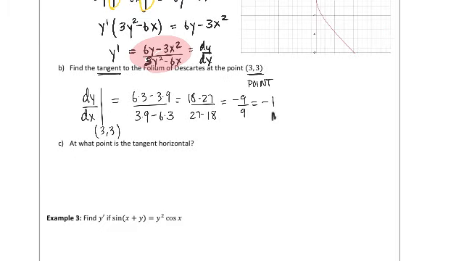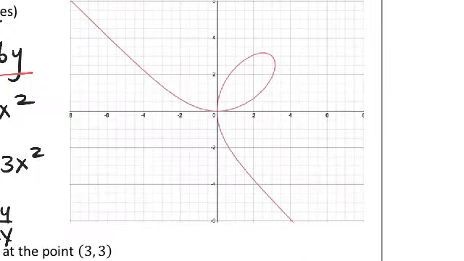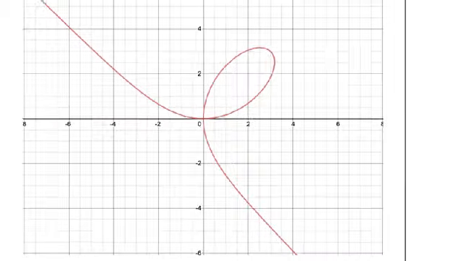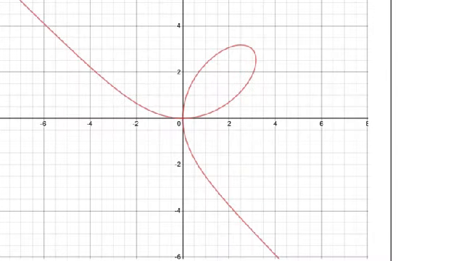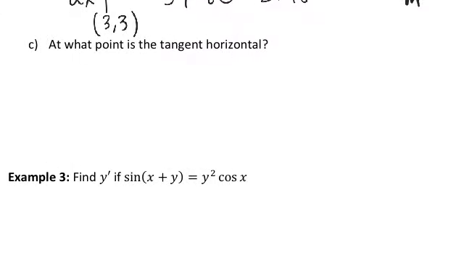So if my slope is negative 1 and my point is (3, 3), then y minus 3 is equal to negative 1 times x minus 3 is my tangent line equation at (3, 3). So that's basically saying we have come to the point (3, 3). That's, let's see, 3 and 3. So that's right here. And we've written the equation of that line right there. That's what we just did. Okay, not a big deal. Next one, at what point is the tangent line horizontal, right?